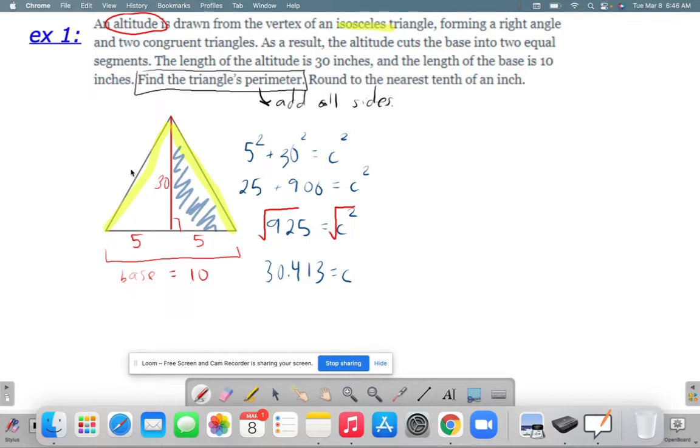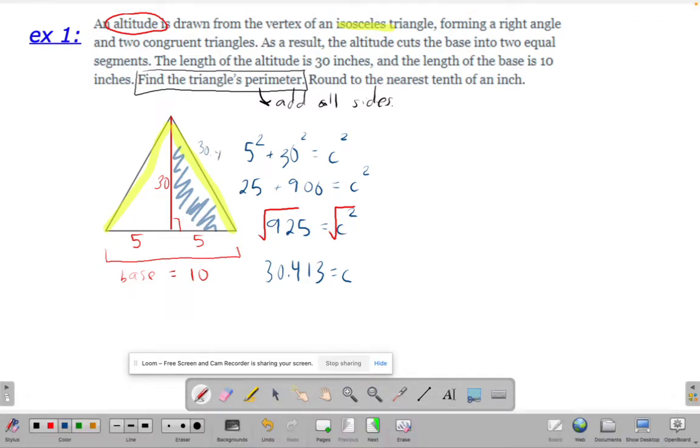So that means this side here is 30.413. And this side is 30.413. And so the last thing that we're going to do is we're going to find the perimeter. So perimeter, I said, was add all the sides. So that's 30.413 plus 30.413, because remember those two sides were the same, plus the base. Remember they gave me the base in the beginning was 10.